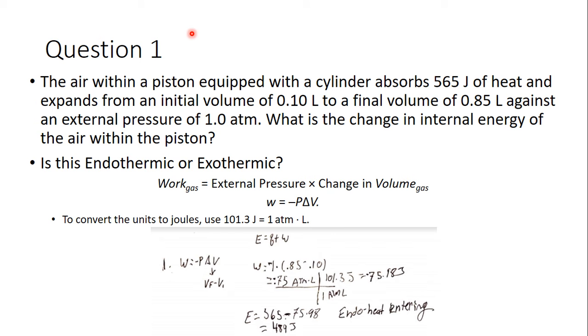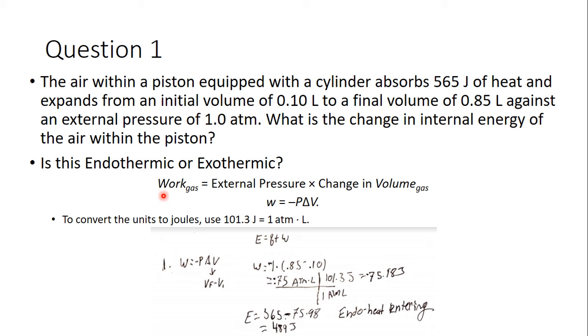So our first question has to deal with a piston, like the type you'll find inside your car. So let's imagine that you have a piston and it's full with air. And the air inside that piston absorbs 565 joules of heat and expands from initial volume of 0.1 liter to a final volume of 0.85 liter. And while it's expanding, it's pushing against 1 atmosphere. What is the change in the energy of the air within this piston, and is it endothermic or exothermic?